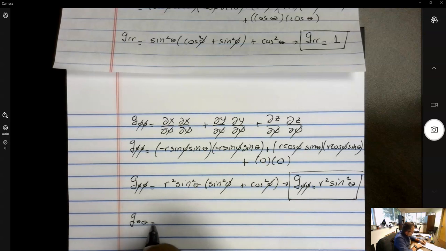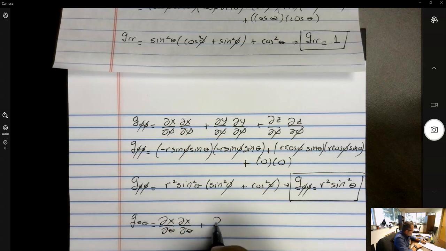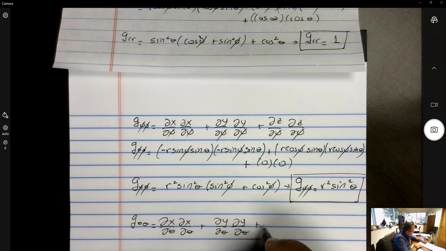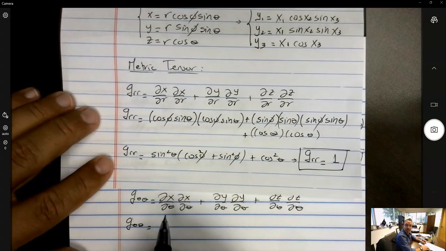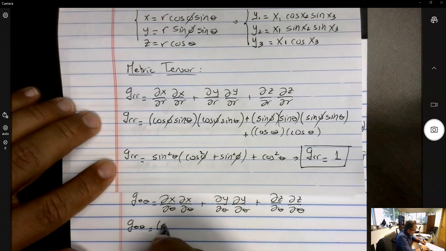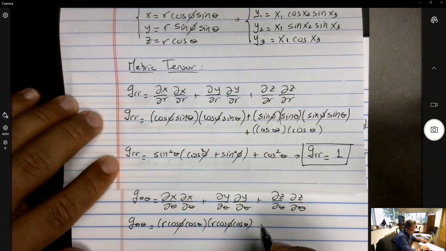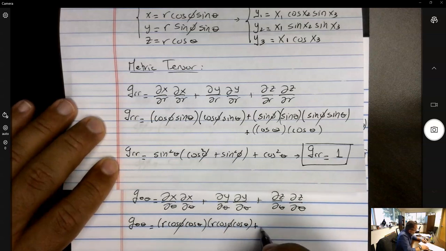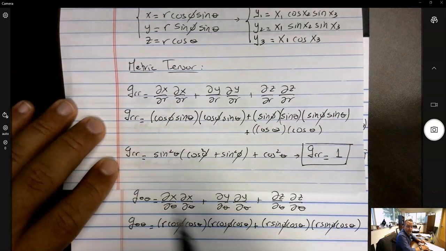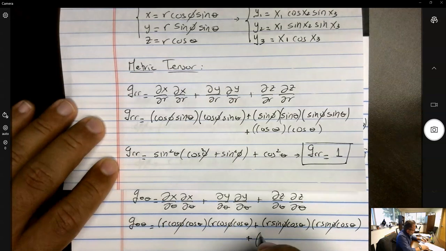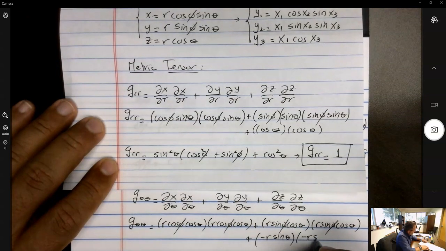Finally, g theta theta, which is dx d theta times dx d theta, plus dy d theta times dy d theta, plus dz d theta times dz d theta. Let's calculate this out. Dx d theta is equal to r cosine of phi cosine of theta times r cosine of phi cosine of theta, plus dy d theta, that would be r sine of phi cosine of theta times r sine of phi cosine of theta. And then finally plus dz d theta, which will be minus r sine of theta times minus r sine of theta.